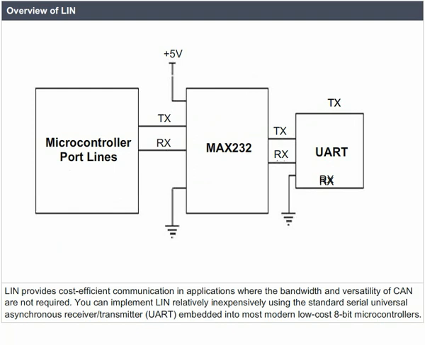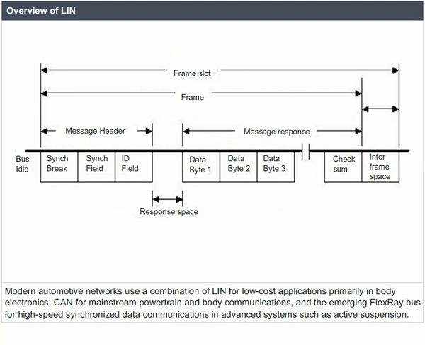You can implement LIN relatively inexpensively using the standard serial universal asynchronous receiver or transmitter (UART) embedded into most modern low-cost 8-bit microcontrollers. Modern automotive networks use a combination of LIN for low-cost applications, primarily in body electronics, CAN for mainstream powertrain and body communications, and the emerging FlexRay bus for high-speed synchronized data communications in advanced systems such as active suspension.